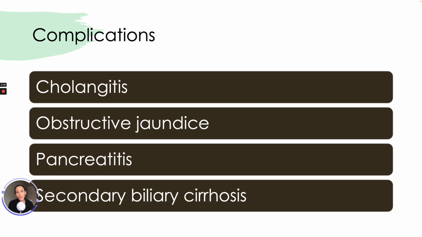So complications. Cholangitis is an infection of the bile duct commonly associated with gallbladder stones and may follow percutaneous transhepatic cholangiography or occlusion of endoscopic stents. We may see obstructive jaundice, so too much bilirubin is absorbed into the blood and may cause this obstructive jaundice. Pancreatitis, so the pancreas becomes affected as the gallstone obstructs the common bile duct. And secondary biliary cirrhosis because the obstruction leads to damage of the liver.